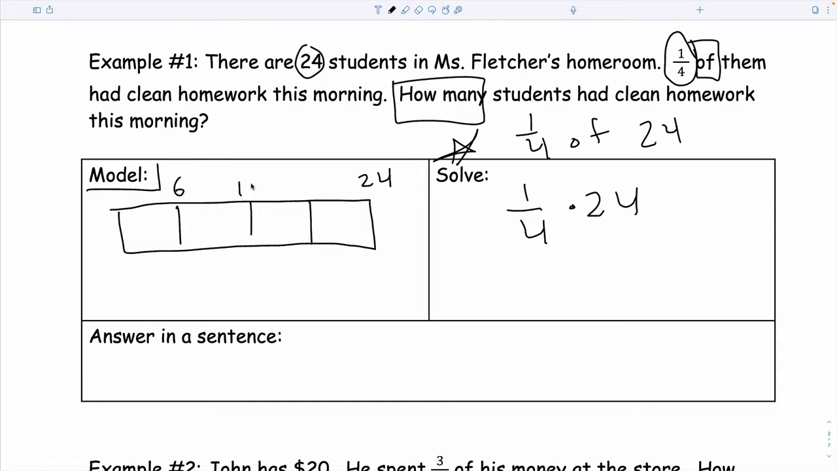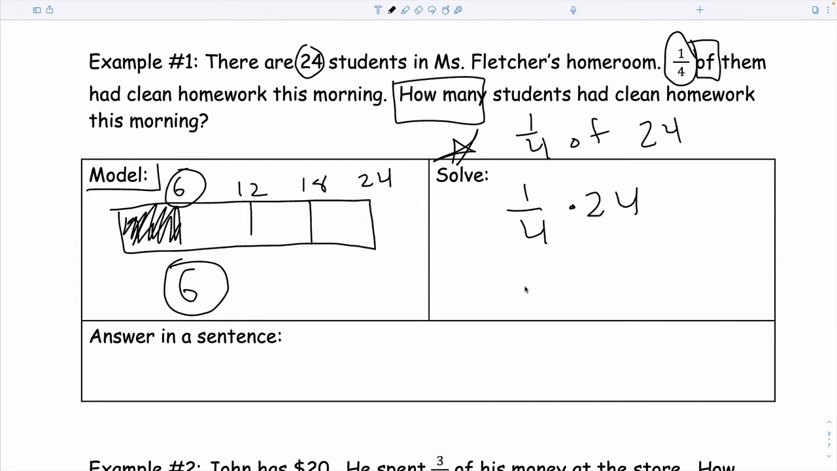6. If this makes your brain kind of hurt because it's just going too slow, that's okay. Roll with us and we'll eventually make the model go away if it doesn't help you. Well, let's see if the model actually works. 1/4 of them is how many had good homework. So our answer is 6.